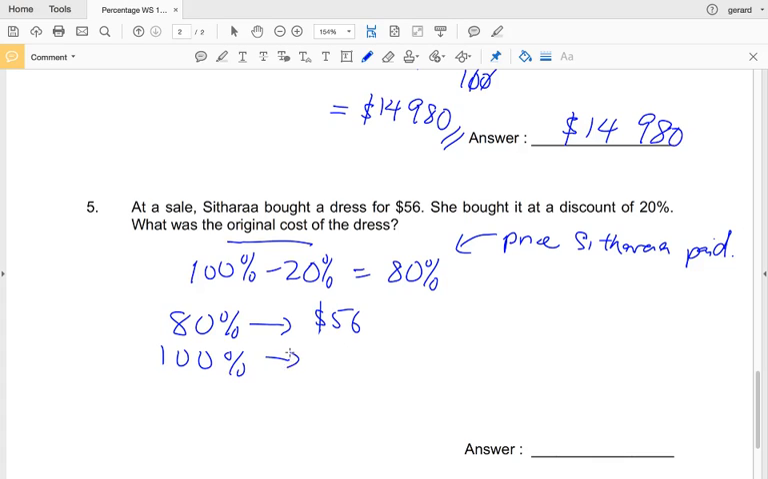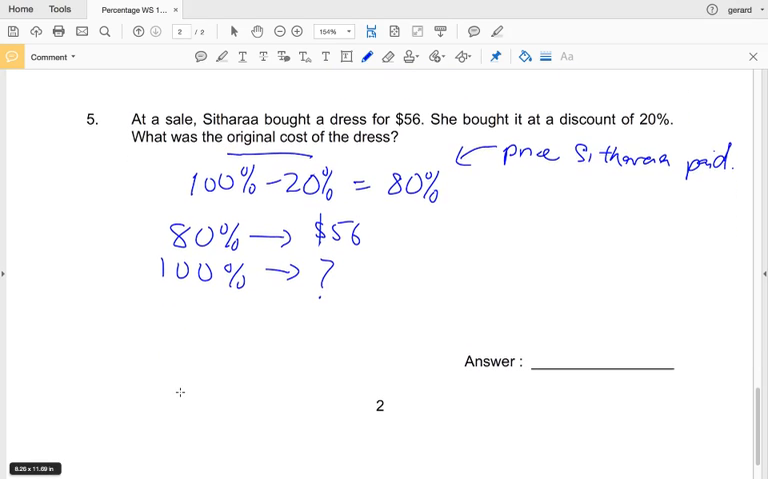Now what we have to do, if you want to find the original cost, to find 100%, I think if I draw it something like this, you'll be familiar with it. You have to take 56 divided by 80, then multiply by 100. See, it's the same kind of unit method that you have been using. Now there's a little cheat here. If you're finding 80%, you can actually find 10%, then the numbers won't be so big. But in this case, just to avoid confusion, I'm just going to do 1%.